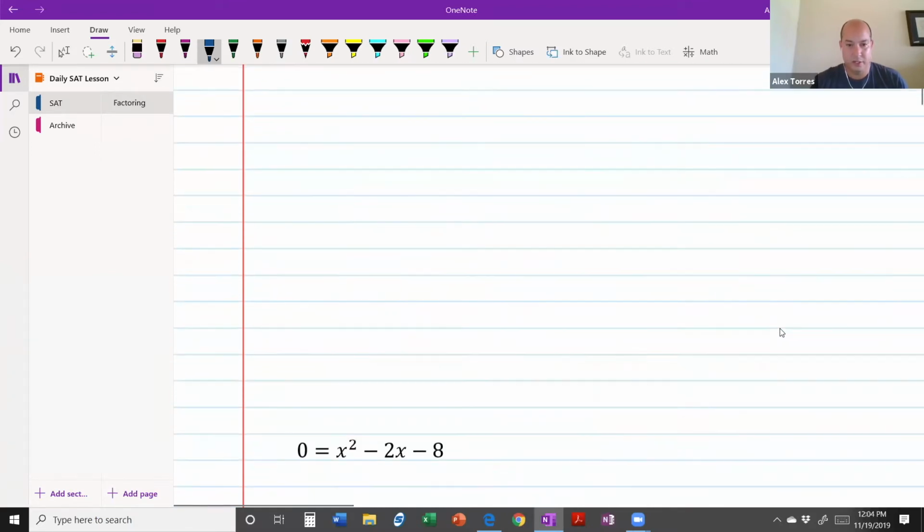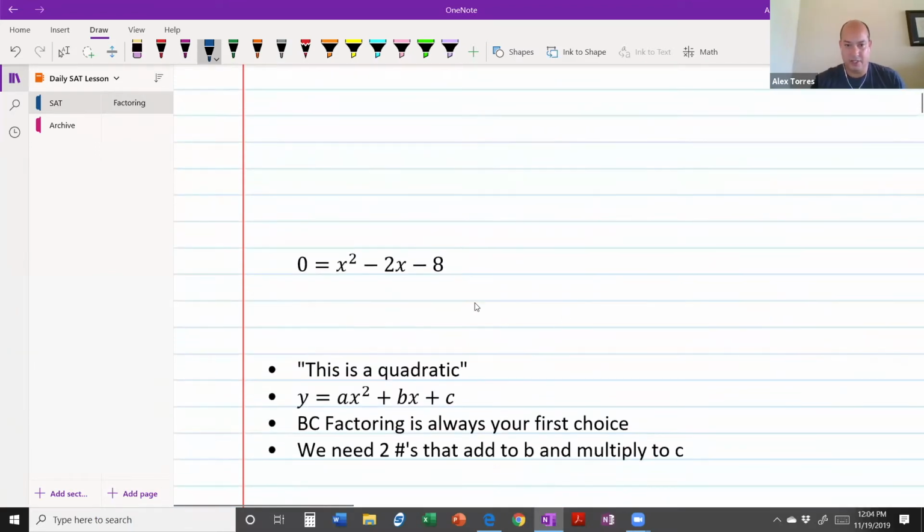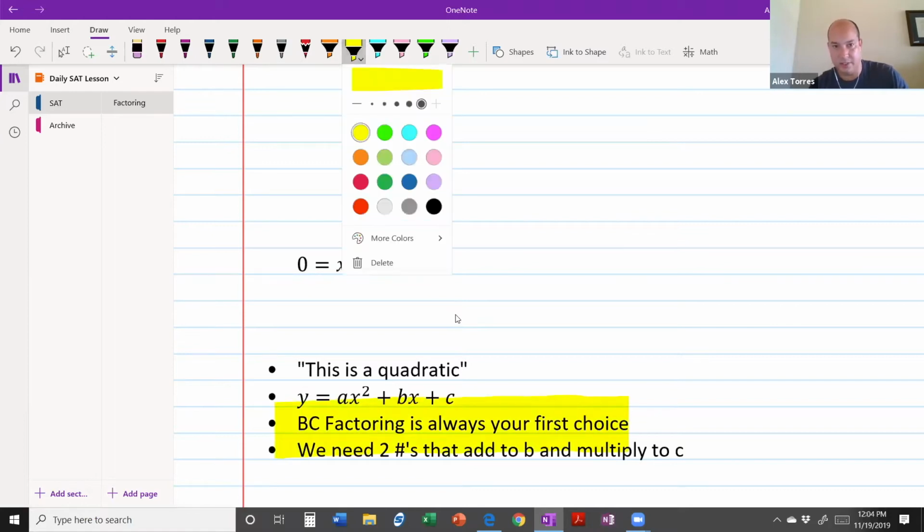So the first type of equation that we're going to get to is just this one right here. It's a quadratic because it's got x squared. And the big thing to say here is that factoring is always your first choice.